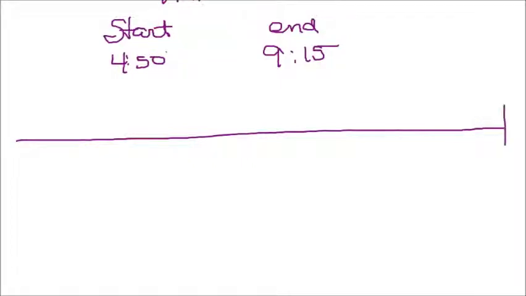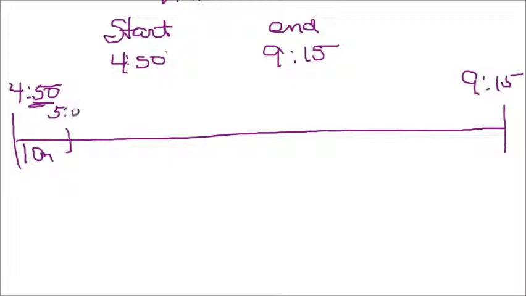So we're going to draw a line. We're going to have a start time of 4:50. We have our end time of 9:15. Now I'm going to take that 50, and I want to either get it to the top of the hour or to the half hour. So I look at it and I say, well, it's only 10 more minutes and I get to the top of the hour. So 10 minutes, and that makes it 5 o'clock.